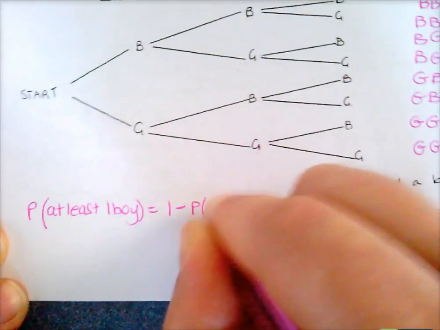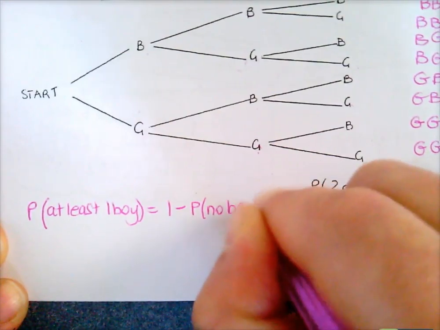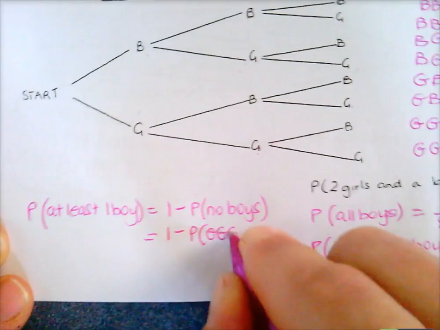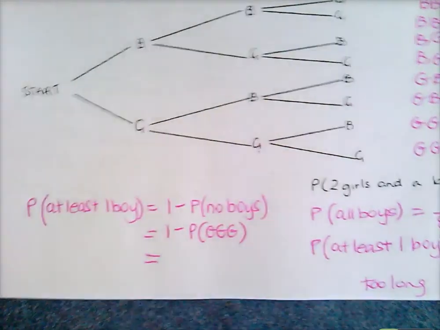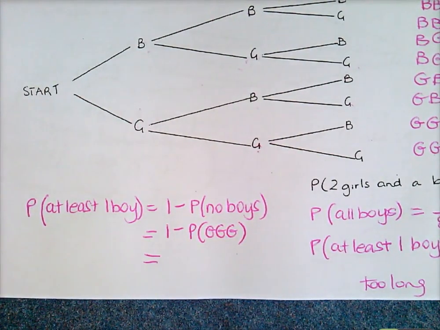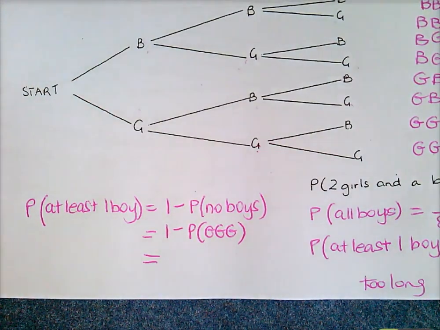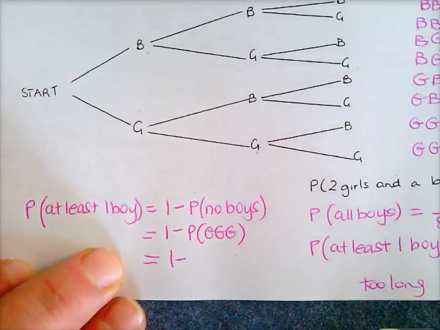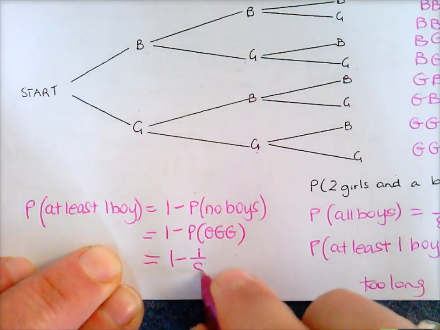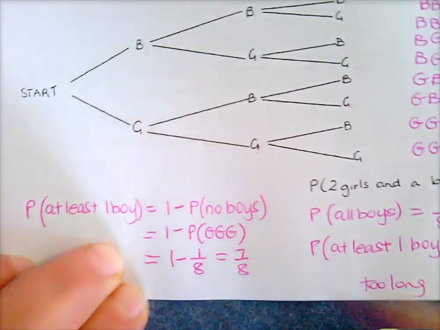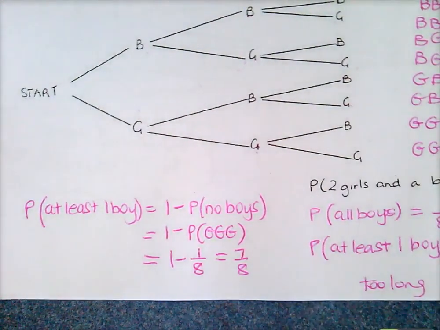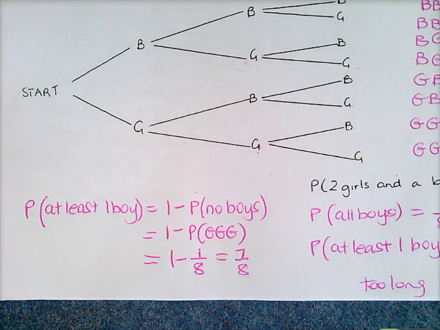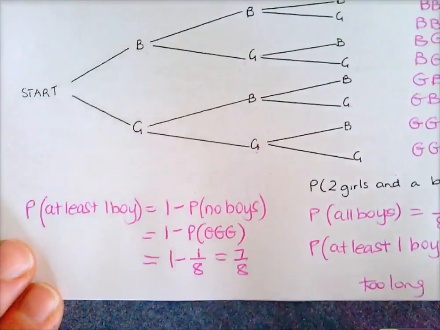Now, instead of doing it that way, the probability of at least one boy equals one minus the probability of no boys, which is one minus the probability of three girls. Isn't it everything except for three girls? At least one boy is everything except for three girls. So it's just one minus what? One on eight, which is seven on eight.